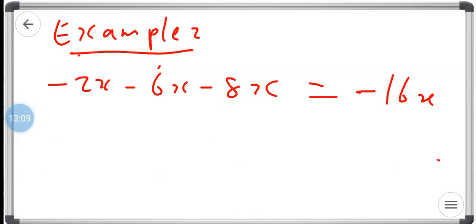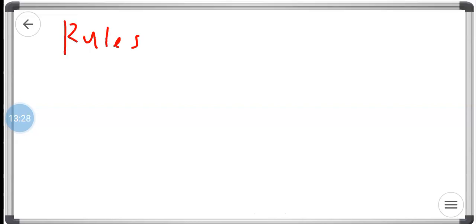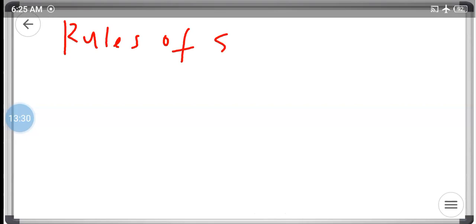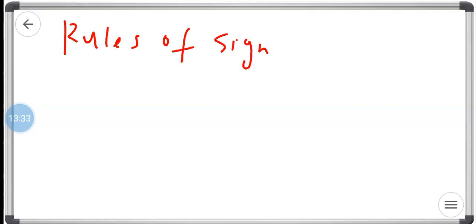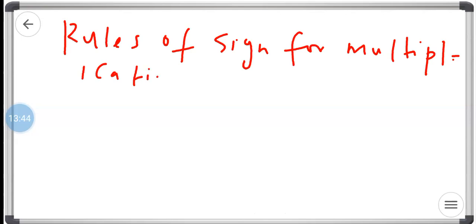So let's consider another rule. Now we've been able to solve questions under the addition and subtraction rule. Now let's consider another rule, that is multiplication. Rules of sign for multiplication.